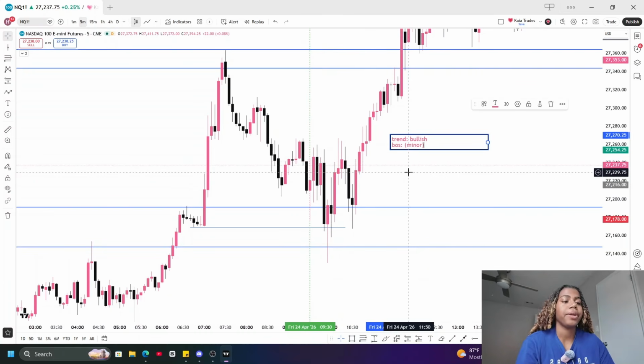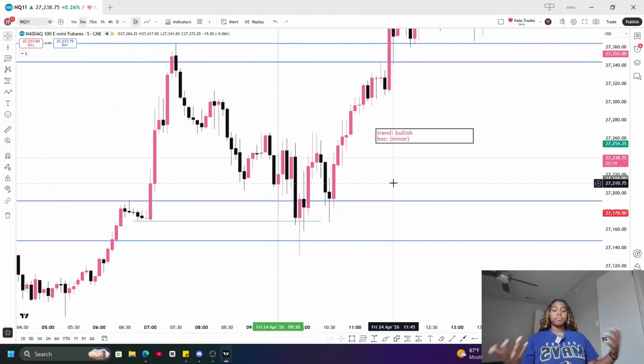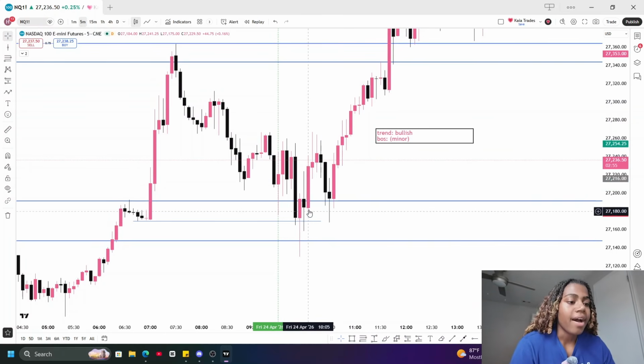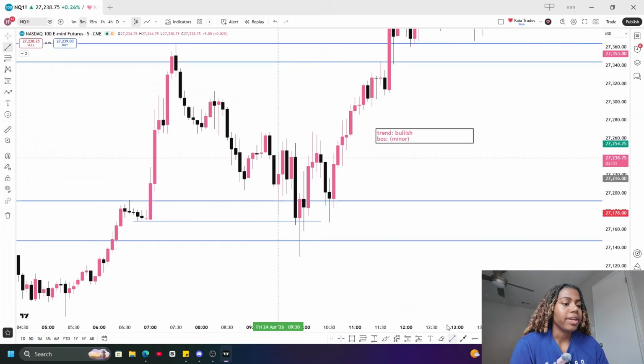I'm waiting for a minor break of structure. Remember, we can only create a demand or supply zone when we have the opposite color from a big push. We have somewhat of a big push right here, where we then get a break of candle with a body.